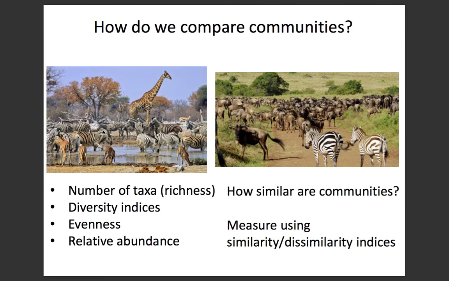So that would be measuring differences between communities, and you can recall that we've already talked about alpha diversity measures, measuring diversity within a community. That would be measuring things like richness, the diversity indices, Shannon-Wiener, and the Simpson's index. We've talked about evenness and relative abundance in a community.